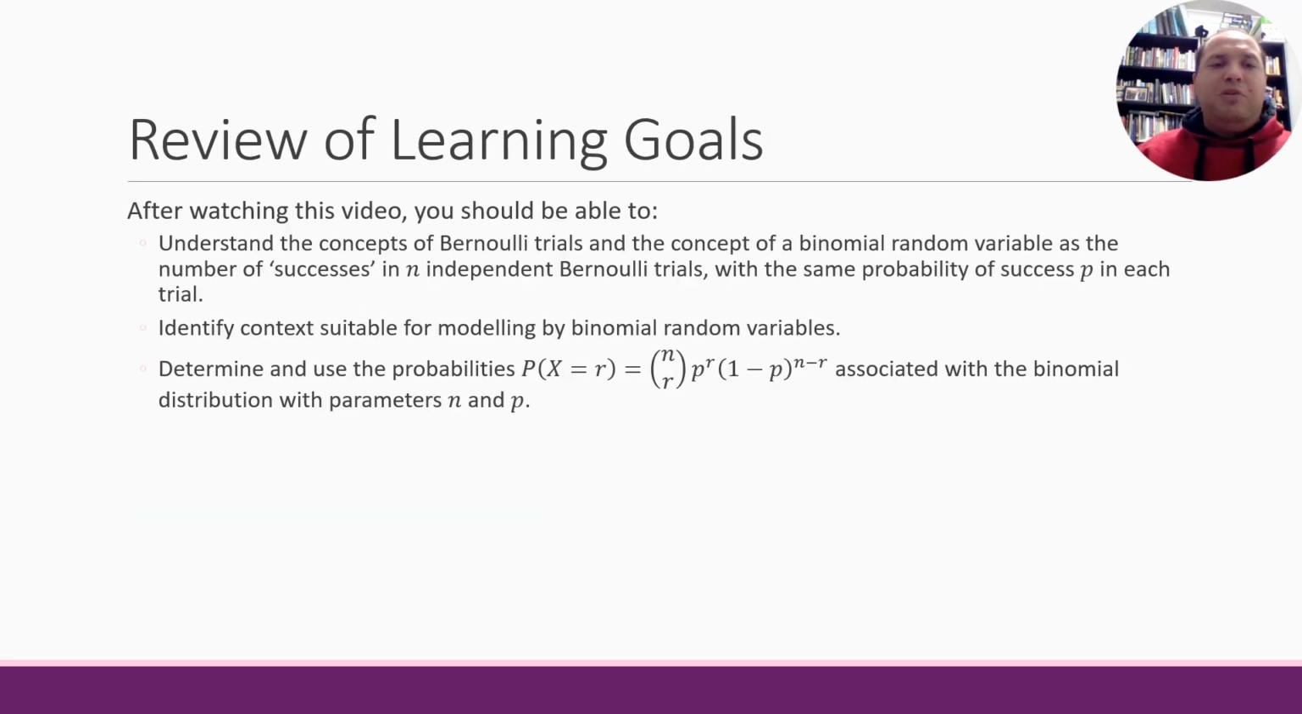Alright, so students, after watching this video, you should be able to understand the concept of binomial distributions, identify contexts that are suitable for binomial distributions, and then understand the formula and what those parts come from, but in particular, know the importance and significance of our variables: n for number of trials, p for probability of success in one of those trials, and r for the number of successes we're looking for.